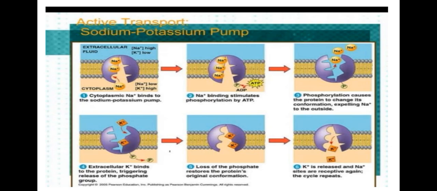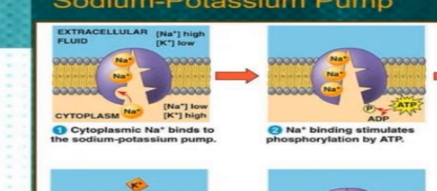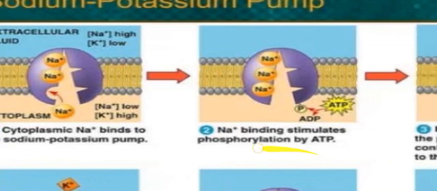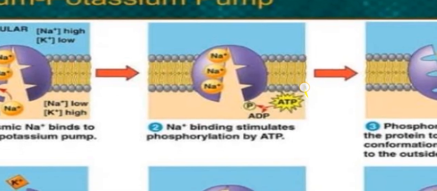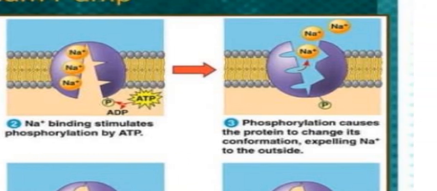So when we look at the steps of the sodium-potassium pump: in the extracellular fluid, Na+ is high and K+ is low. In the cytoplasm, Na+ is lower and K+ is high. Cytoplasmic Na+ binds to the sodium-potassium pump. Then Na+ binding stimulates phosphorylation by ATP. Phosphorylation causes the protein to change its conformation, expelling Na+ to the outside.